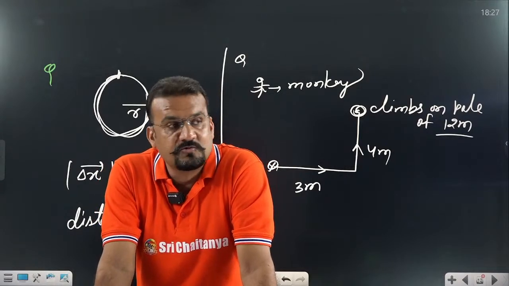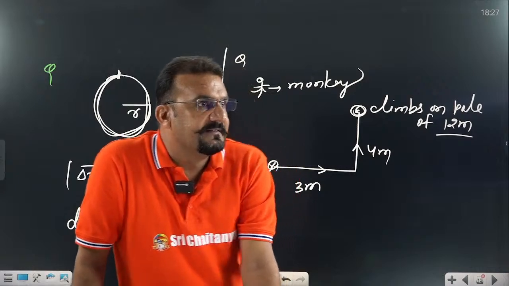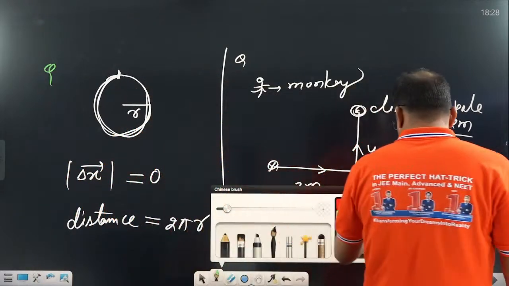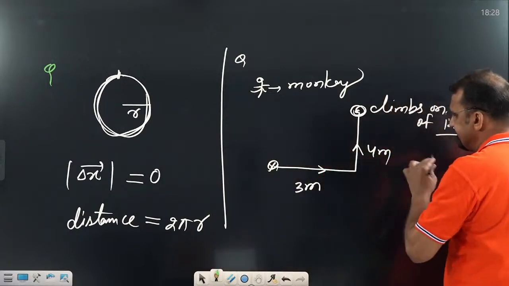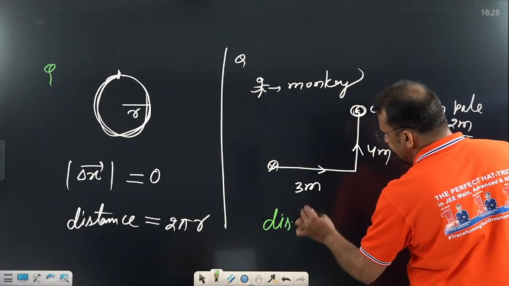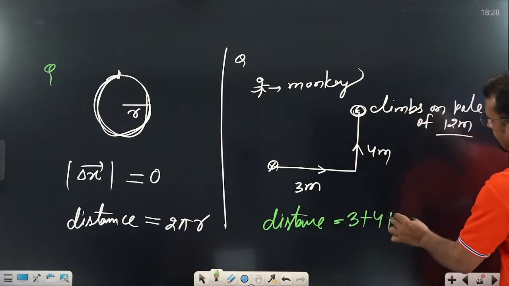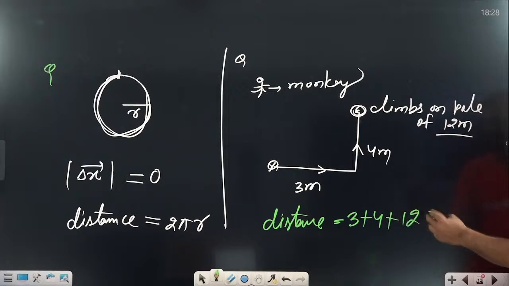Yes, very good. How to calculate the displacement? Sir, same concept. This is 3. How to calculate? Okay, first find the distance. What is the distance? I think distance is the easiest part. First it moved 3, then 4, then 12. So this is the distance: 7 plus 12. You can say 19 meter.